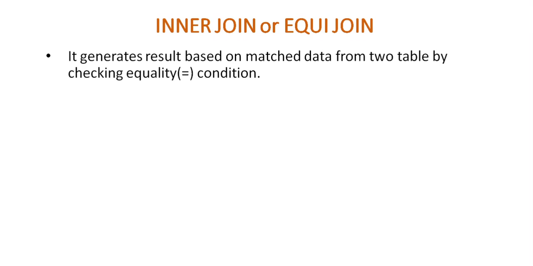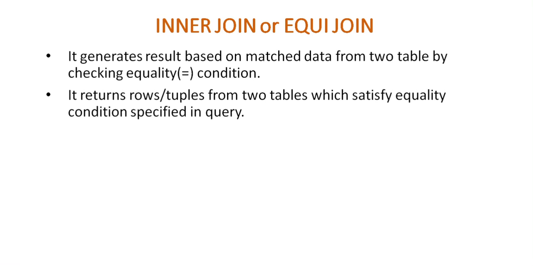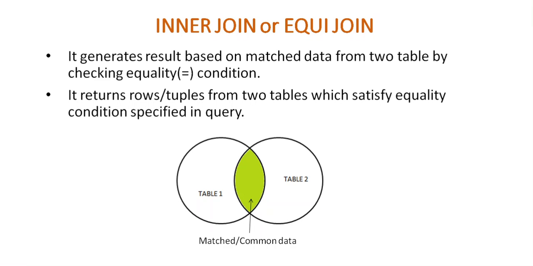So first is inner join or EQUI join. As the name suggests, this inner join or EQUI join uses equality condition to fetch data from two tables. Okay, so when we want to fetch data from those two tables, we require some common attribute, and by using the equal operator or equality condition, we can fetch data from those two tables. Okay, and this inner join returns rows from two tables which satisfy the equality condition which is given in a query.